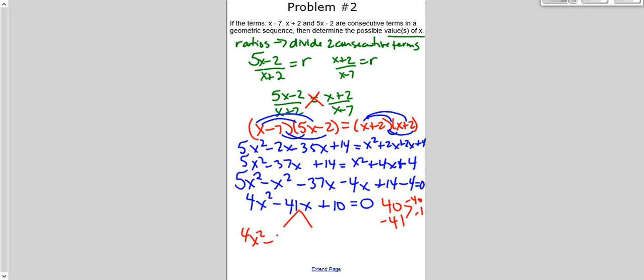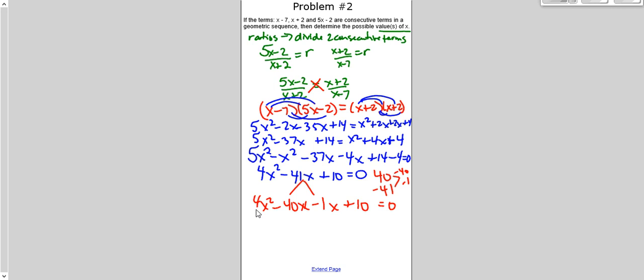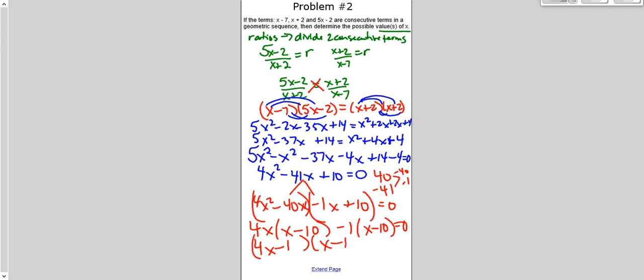4x squared minus 40x minus 1x plus 10 equals 0. And then bracket, bracket, bracket, bracket. I'm going to take out a 4x, which leaves me with x minus 10. Take a negative 1, which leaves me with x minus 10. So 4x minus 1 and x minus 10.